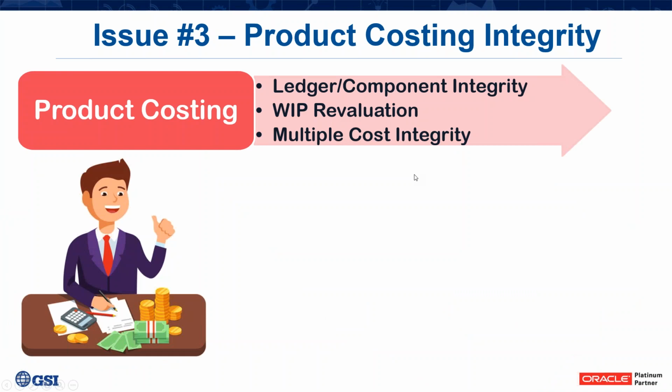Okay, issue number 3, we'll talk a little bit about product costing. And there's actually 3 subtopics we're going to cover: ledger component integrity, WIP reval, and multiple cost integrity.